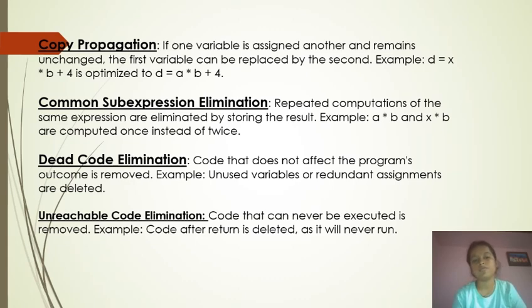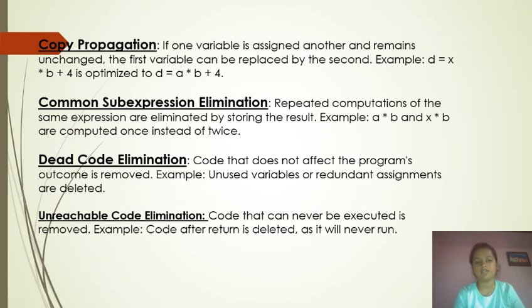Then unreachable code elimination. Code that can never be executed is removed. For example, code after return is deleted as it will never run. So there is no point of code which will not run. So that is also removed in code optimization.